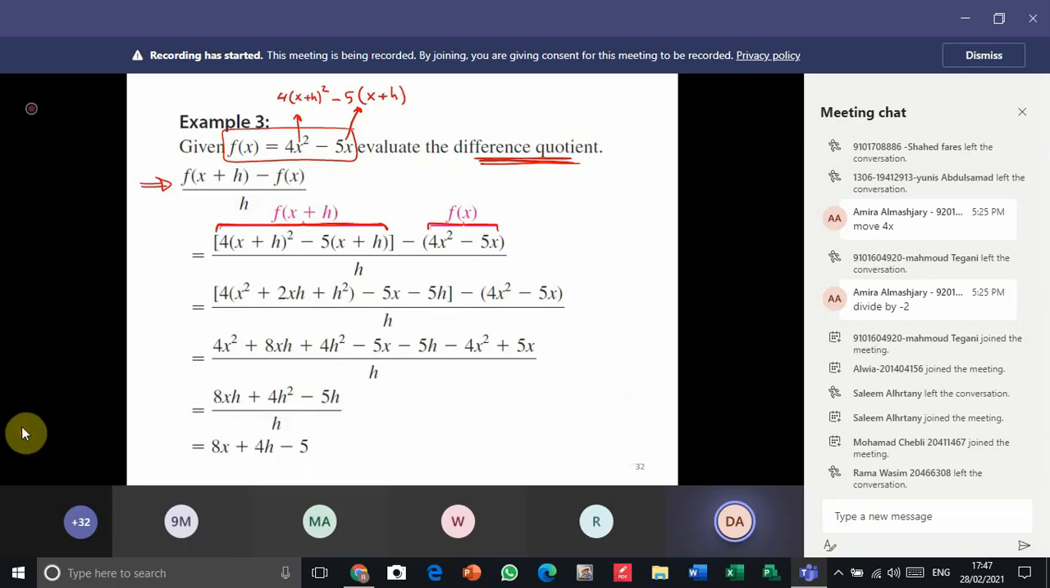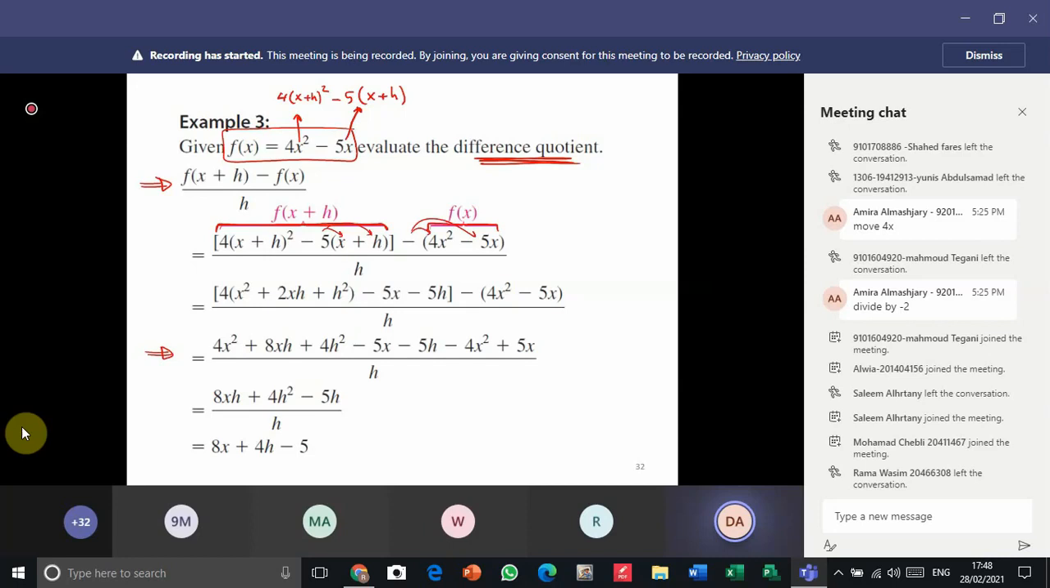Okay, now remove the brackets. We have x square plus 2xh plus h square and minus 5 multiplied by x, minus 5 multiplied by negative h, minus 4x square, negative multiplied by negative 5x. So we have this one after removing the brackets. بعد ما نشيل كل الأقواس راح يصفي عندي هذا الشيء.